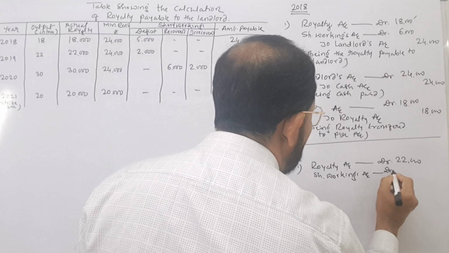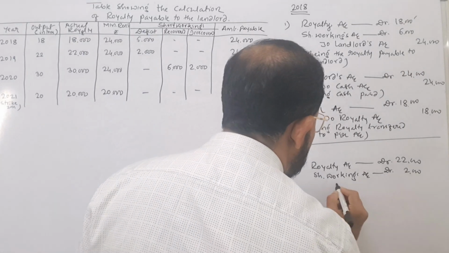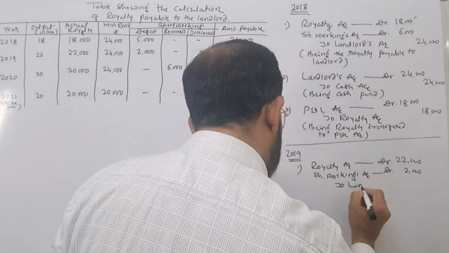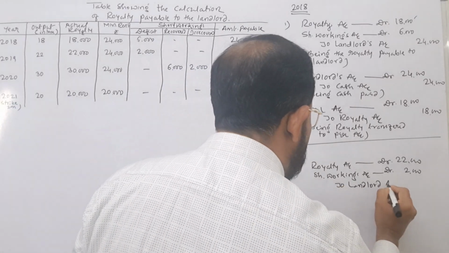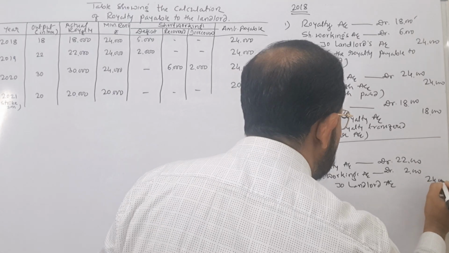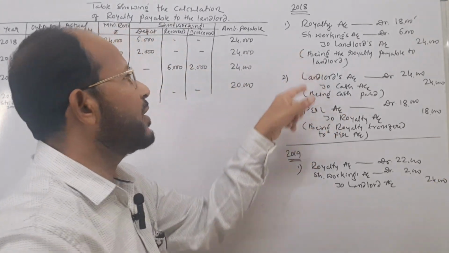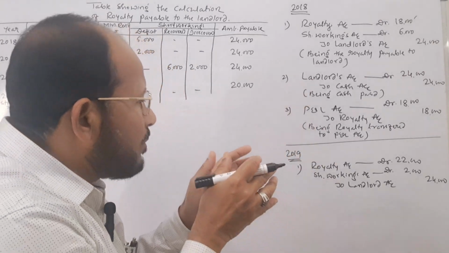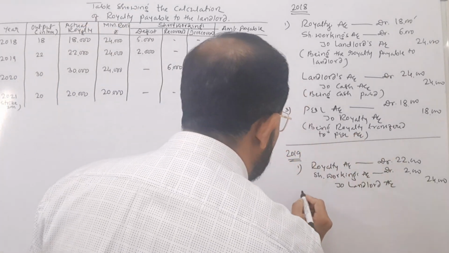Rupees how much? Rupees 2,000. Next one is amount payable to landlord is how much? To landlord account, rupees 24,000. Same narration you have to write, being the royalty payable to landlord. Royalty and short working both together, 24,000, will be paid here.